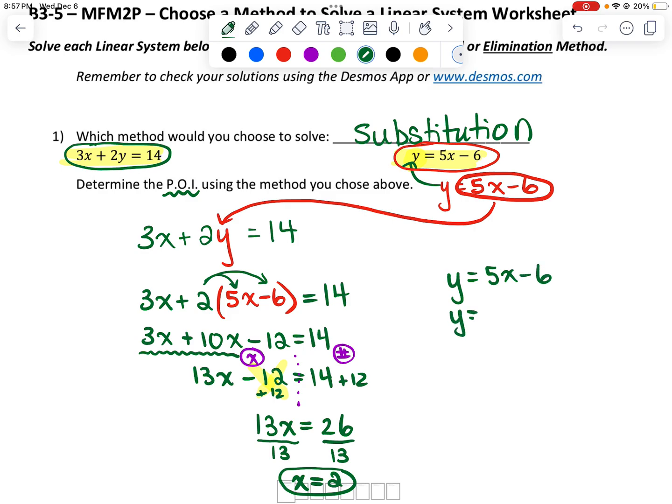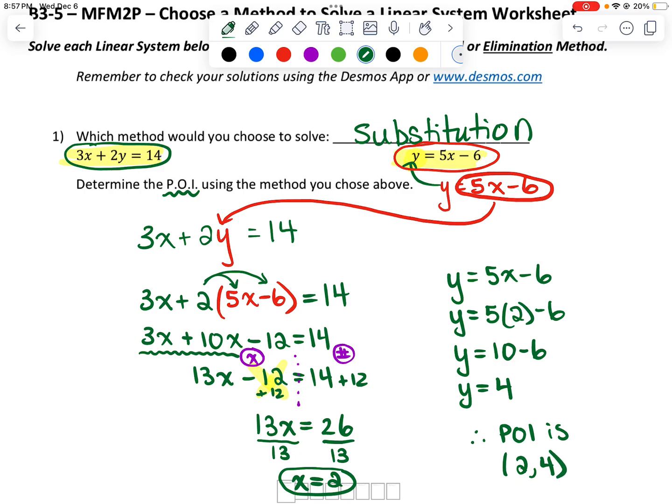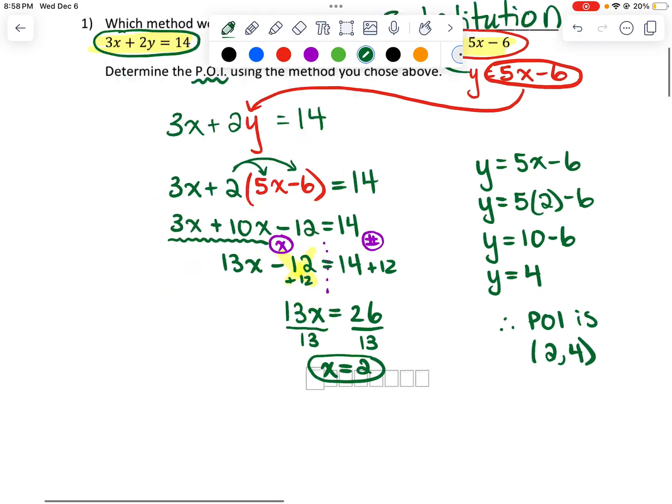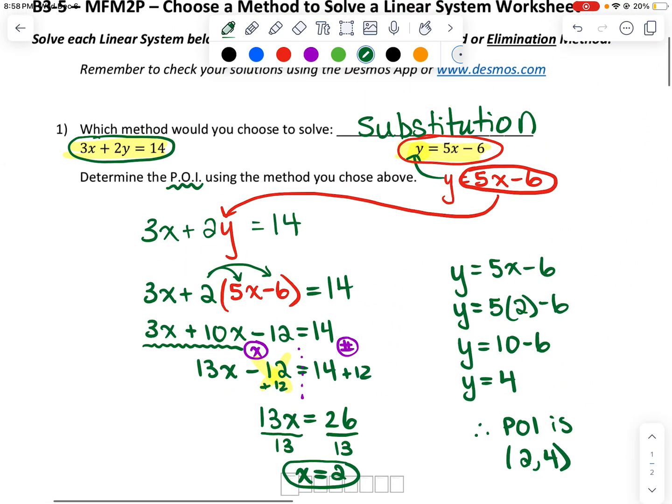So I'm going to say y equals 5x minus 6, and I'm going to sub in my x value. So 5 times 2 minus 6. So y equals 10 minus 6, which is 4. So therefore, the point of intersection is (2, 4). And that's substitution. Let's try a different question.